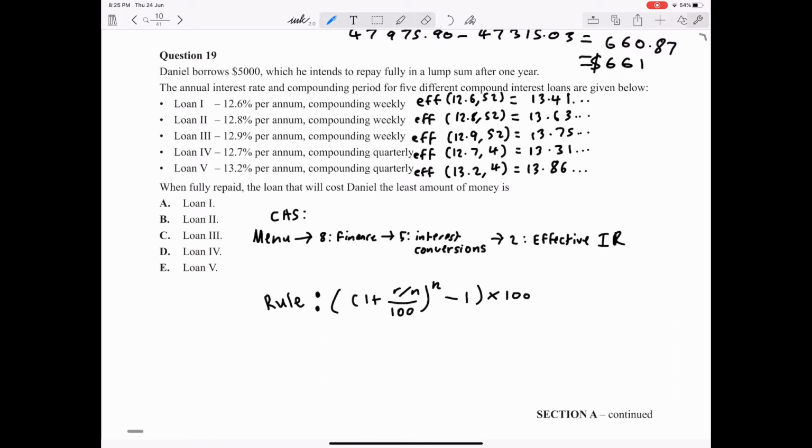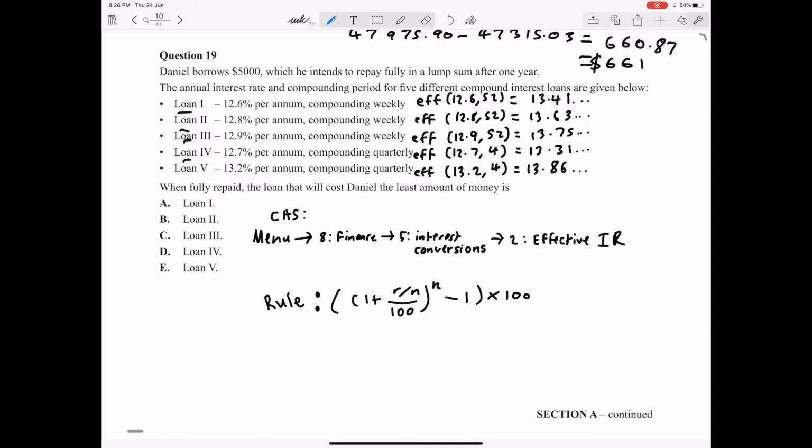Question 19. Daniel borrows $5,000, which he intends to repay fully in a lump sum after 1 year. The annual interest rate and compounding period for 5 different compound interests are given below. When fully repaid, the loan that will cost Daniel the least amount of money is. So to do this question, basically we have to find the effective interest rate for each of these loans given in the question.